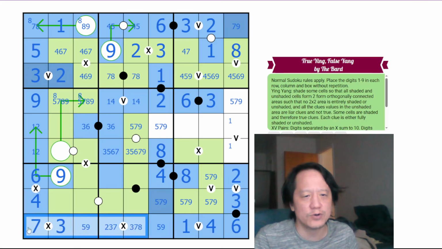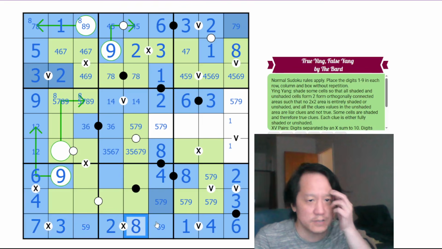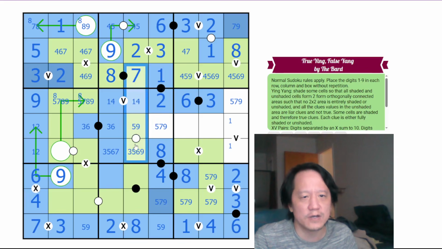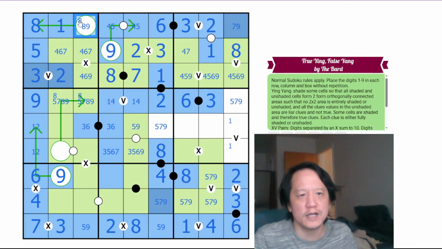3 and 7 in row 9 eliminates 3 and 7 in the rest of the row, so this must be 2 and 8. 8 eliminates 8 there, so it's 7 and 8. No more 7 here because of 7 in the column. 7 eliminates 7 here, so this is 1 and 8 adding up to 9. That eliminates 9 there, so it's 7. No more 7 in the box and column. This can't be 7, so it's 4.